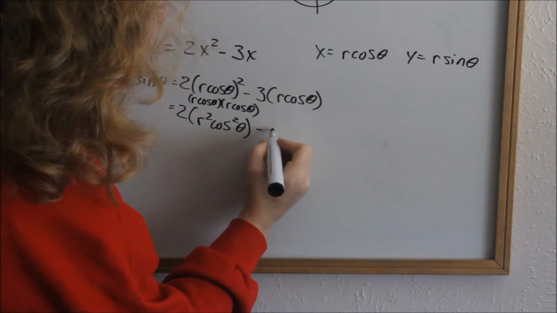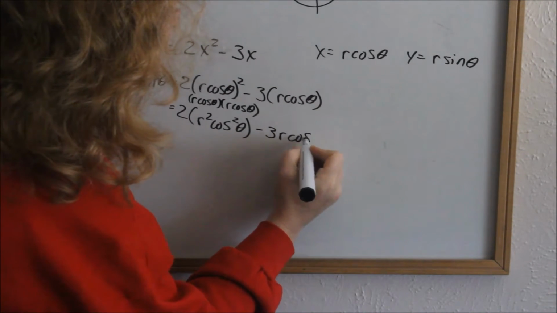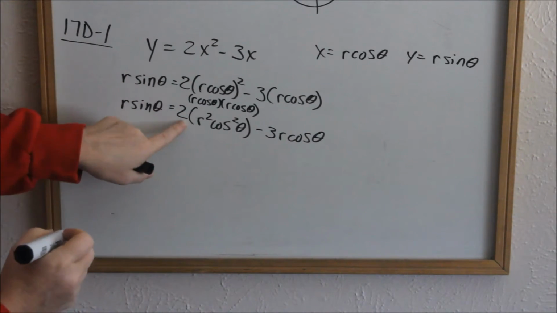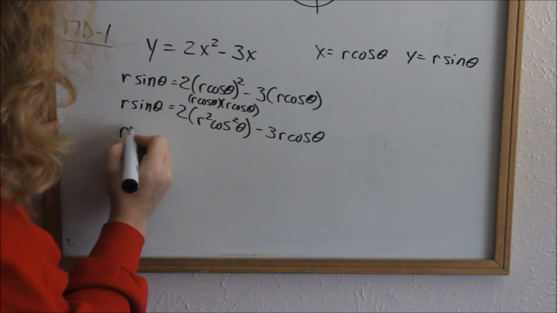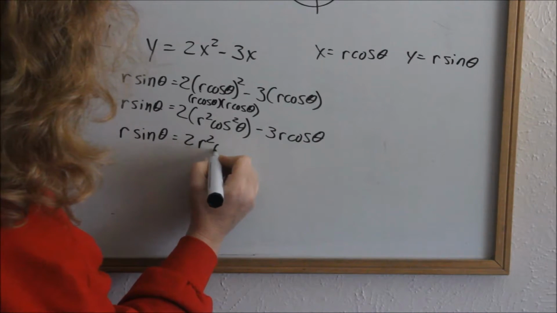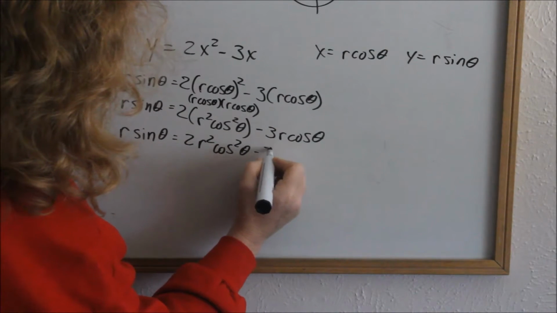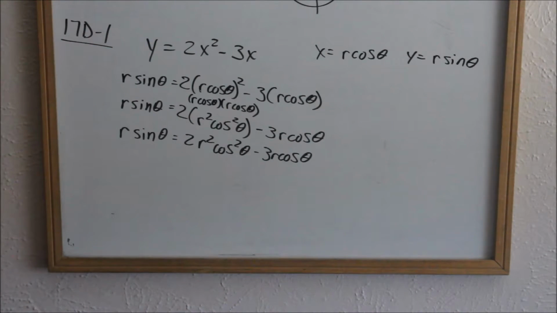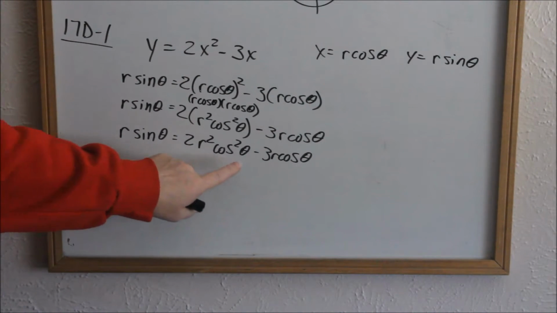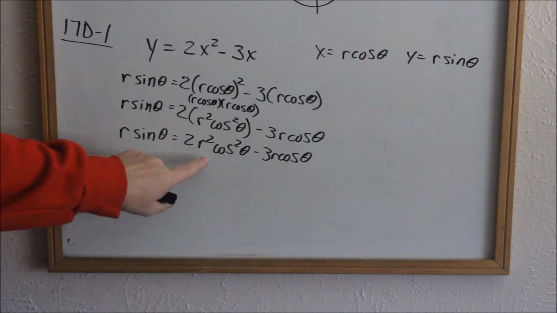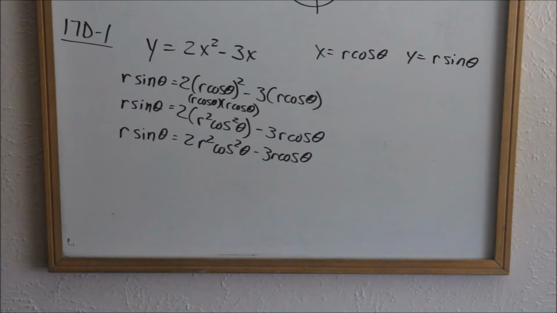So then we still have minus 3r cosine theta, r sine theta here. Okay, I'm just going to rewrite it to where I get rid of this parentheses. So I'll have r sine theta equals 2r squared cosine squared theta minus 3r cosine theta. Okay, I'm trying to get all the r's together. Well, notice everything has an r in it. Okay, so if I can divide, since everything has an r in it, that means I can get rid of an r out of everything.